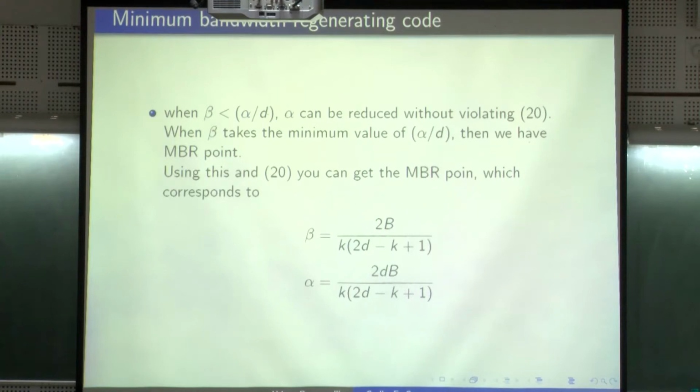So for every node, whatever it has, it gives you a little of that, and then you are able to reconstruct it. That's actually the minimum bandwidth regenerative point. Alpha by beta, and so using equation 20 you can get the MBR point, which corresponds to this. Now that's not a simple thing, so you have to be a little bit careful.